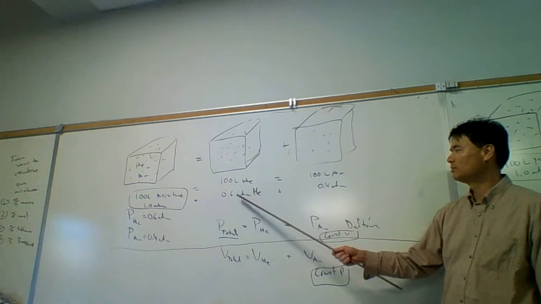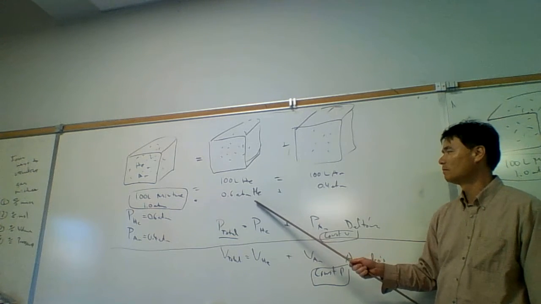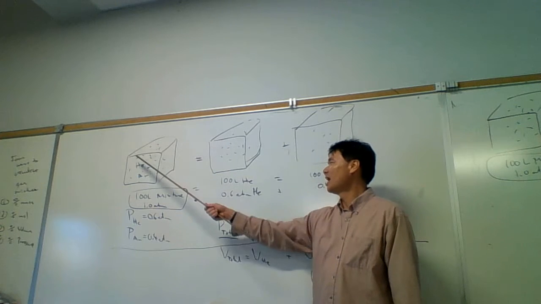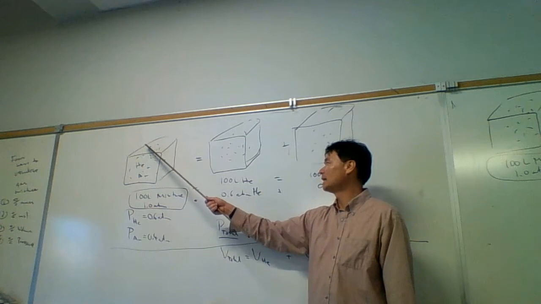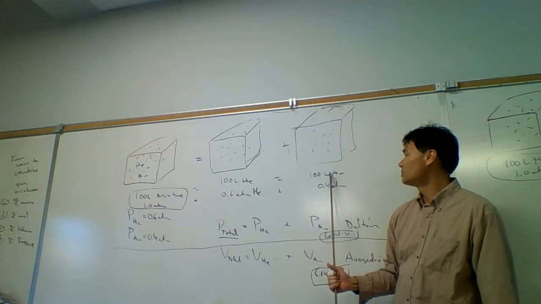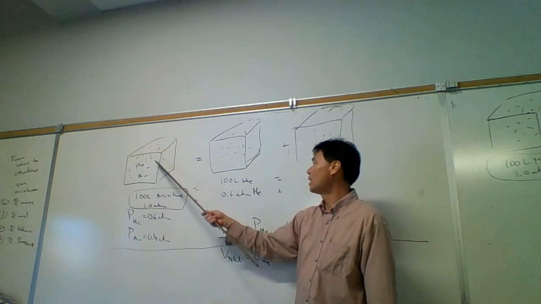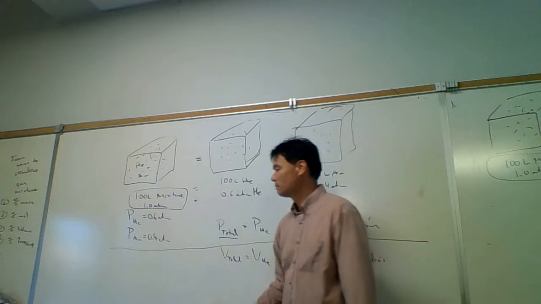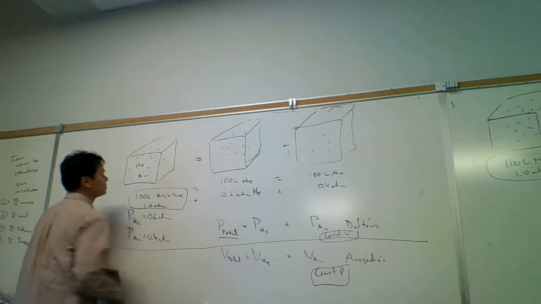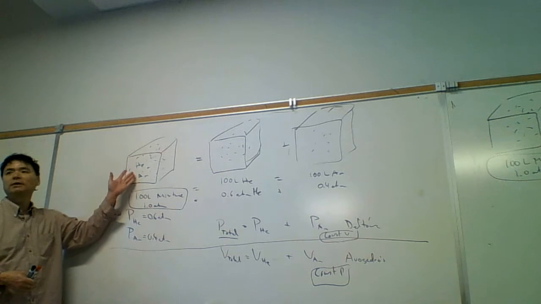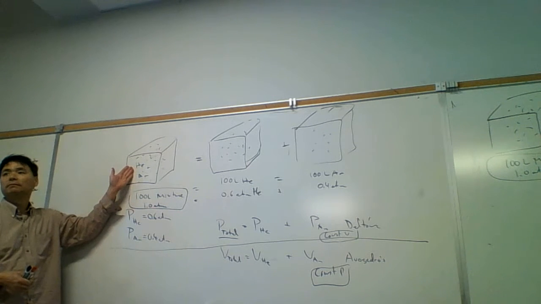And so what's going to differ is the pressure. In this 100 liters, just looking at the black, I'm going to have 0.6 atmospheres worth of collisions. And just looking at the green, I'm going to have 0.4 atmospheres worth of collisions. But they occupy the same box. So if I look at this 100-liter box, how many liters of helium do I have?